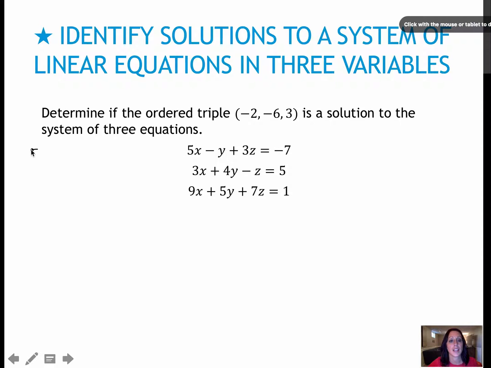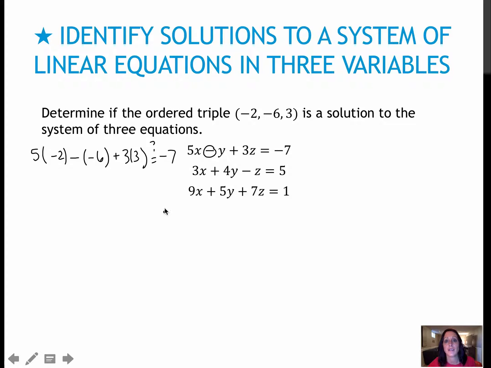For the first, again, I'm replacing x with negative 2. I'm replacing y with negative 6. Be careful here, this is a minus and a negative. I'm replacing z with 3. And I'm saying, does that equal negative 7?